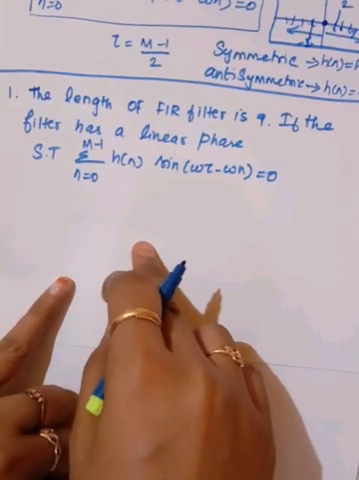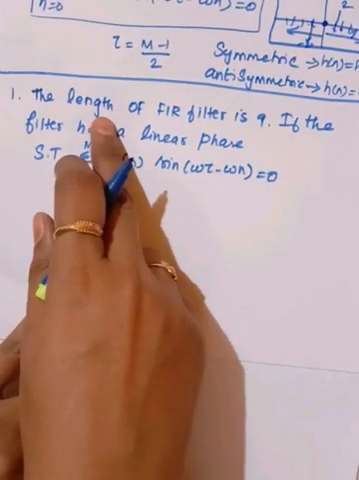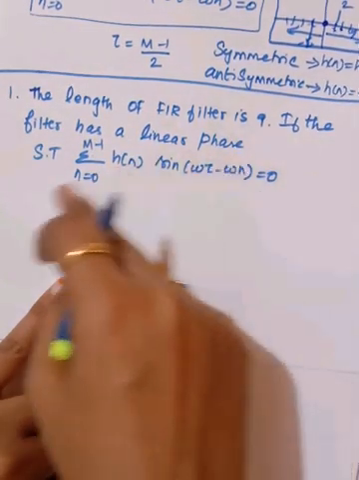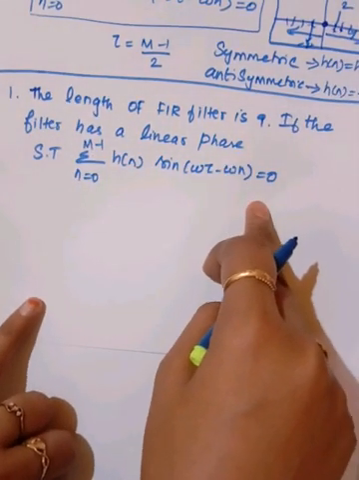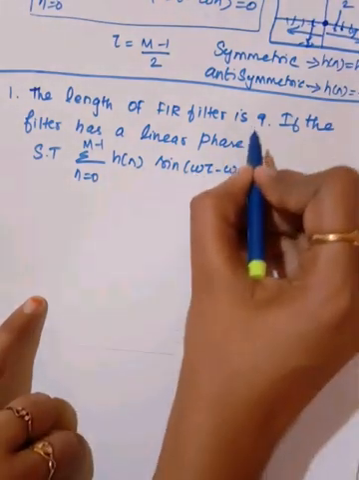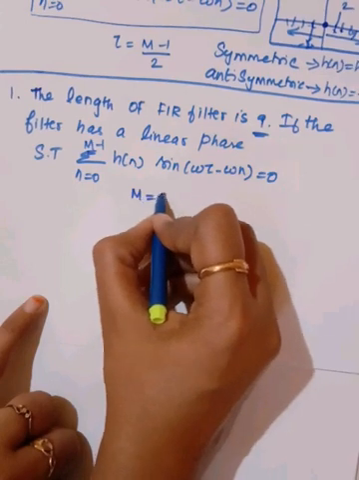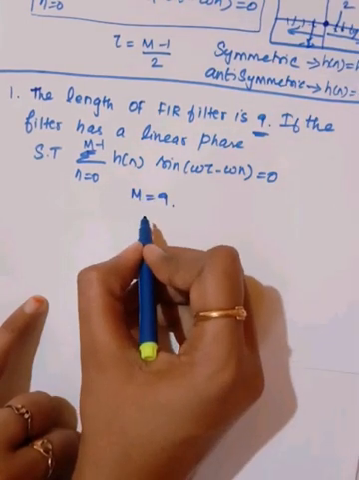Problem related to this concept. Now consider the length of the FIR filter is 9. If the filter has linear phase, we need to prove that the given expression is equal to 0. In this case, the length of the filter, which is nothing but M, is equal to 9. So this is the first thing we need to consider.